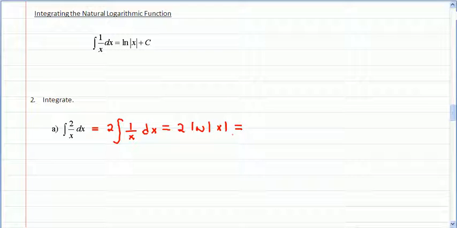And taking this a step further, this 2 in front is also one of the properties of logs. It can be brought up as a power of x so that I have the ln of x squared, and since x squared is always positive, I don't need the absolute value symbol anymore, but I do have to add plus c. So my final answer is the ln of x squared plus c.